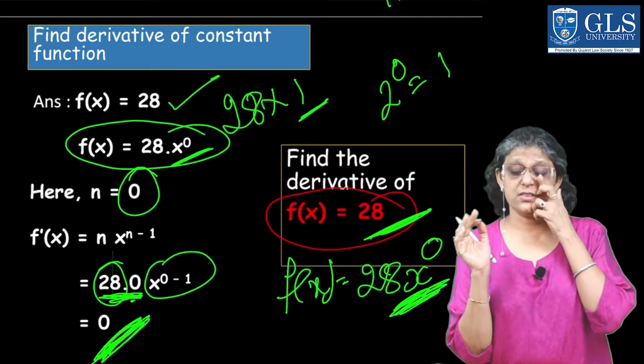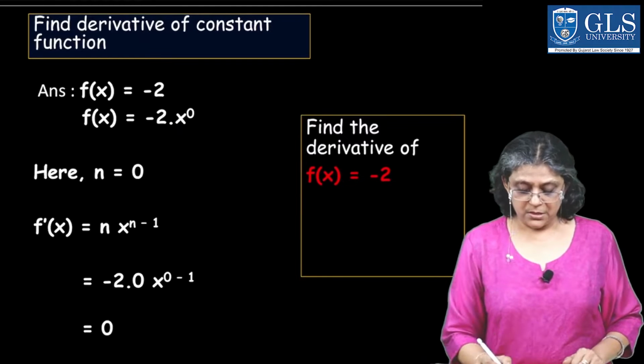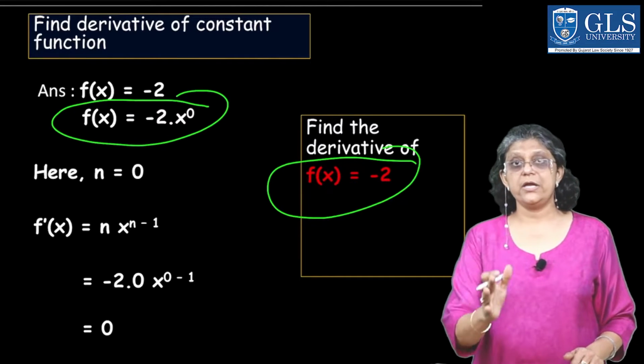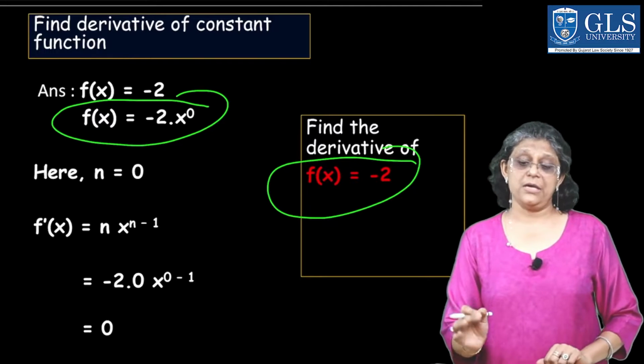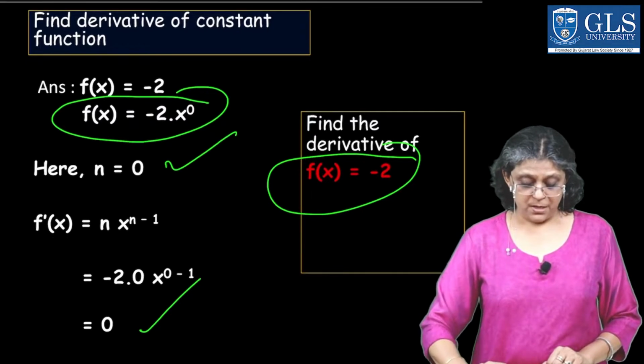Student, are you clear with what I am saying? So let me try with another sum. This is -2. With eyes closed, what did I do? -2 is only a number, so I made it x raised to 0. So again 0, and I get my answer as 0.